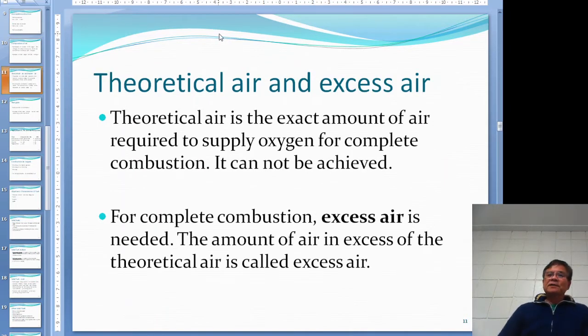Now, the next topic is theoretical air and excess air. One of the variables is turbulence. If you have really good turbulence, you need a lower percentage of excess air. But the problem is the turbulence is all mixed up. You cannot get the carbon and oxygen next to each other 100%. So that means we have to put more air into the furnace in order to complete the combustion process. The theoretical air is the bare minimum, the exact amount of air, going by the chemical equation, needed for complete combustion. But the excess air is the amount of air in excess of the theoretical air you need, because the turbulence or the mixture is not 100% perfect.